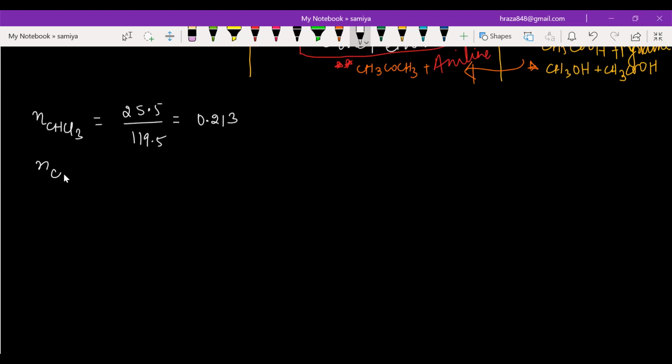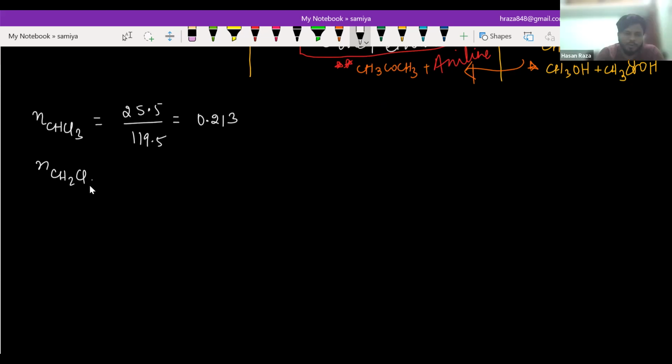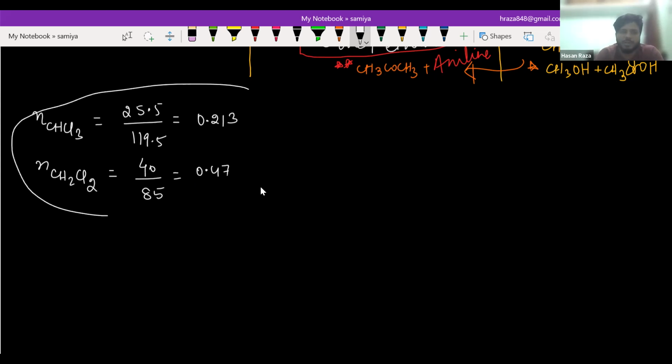And if you are going for moles of dichloromethane, given mass is basically 40 and molar mass is 85. So it will be 0.47. This is the number of moles.